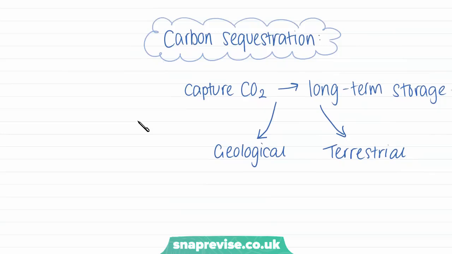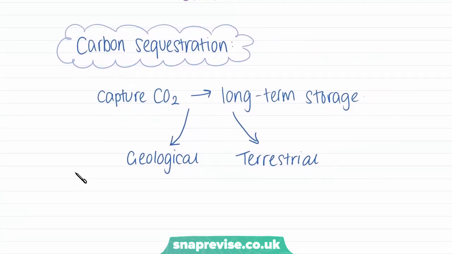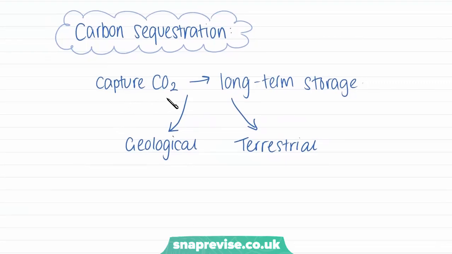And we also have a type of human process called carbon sequestration. This is where carbon dioxide is captured from the atmosphere and put into long-term storage. And this is to stop it reaching the atmosphere because it has very damaging effects.